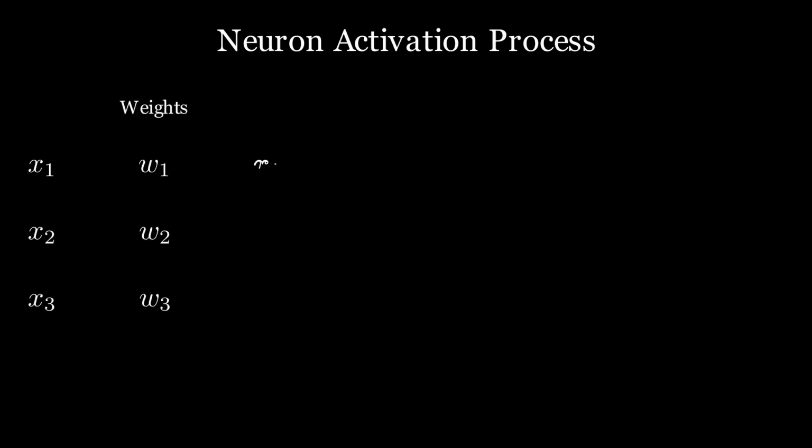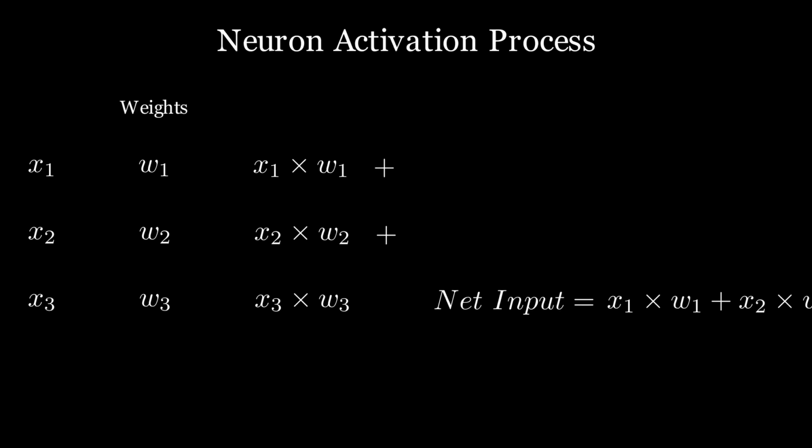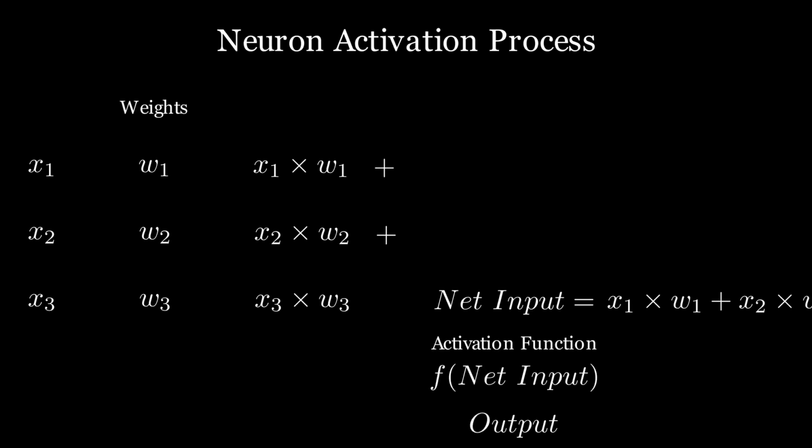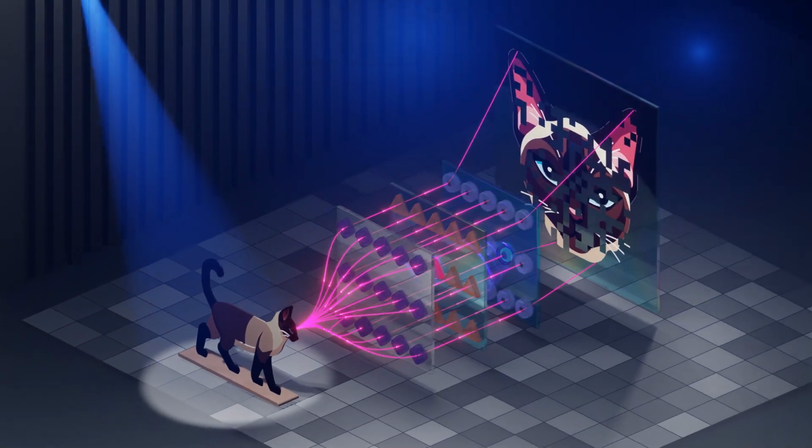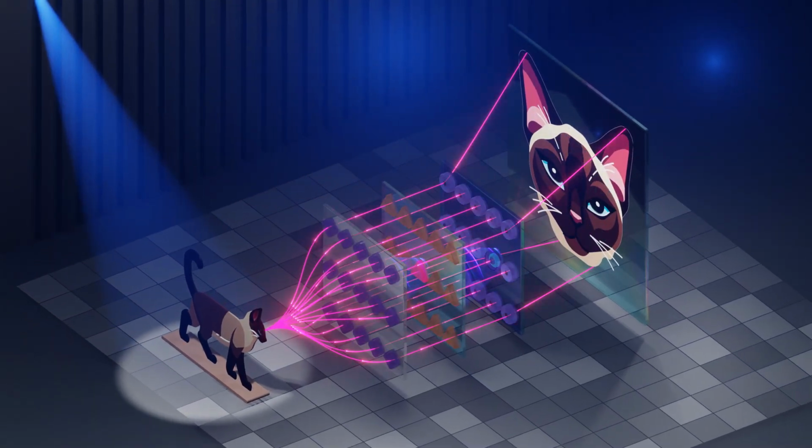This net input is then passed through an activation function, which determines whether the neuron should be activated and pass its information forward to the next layer. The process of multiplying inputs by weights, summing them, and applying an activation function is what allows neural networks to learn from data and make predictions.